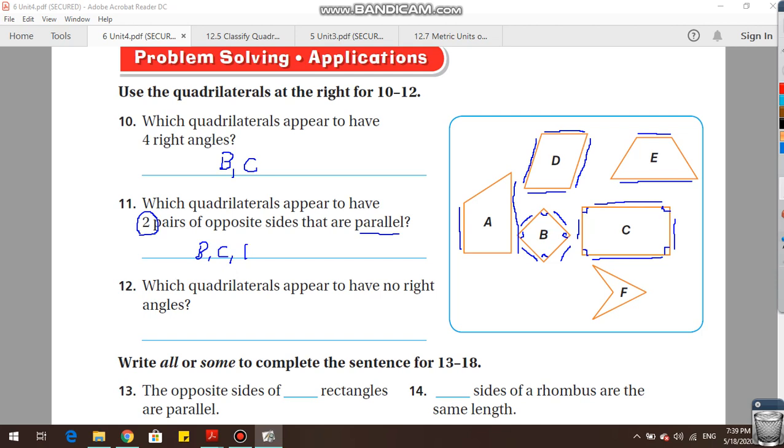Now, which quadrilateral appears to have no right angles? No right angles. It's easy. We already know which quadrilateral has right angles. And I have here also right angles, but I have only two. So which ones have no right angles? It's D, E, and F.